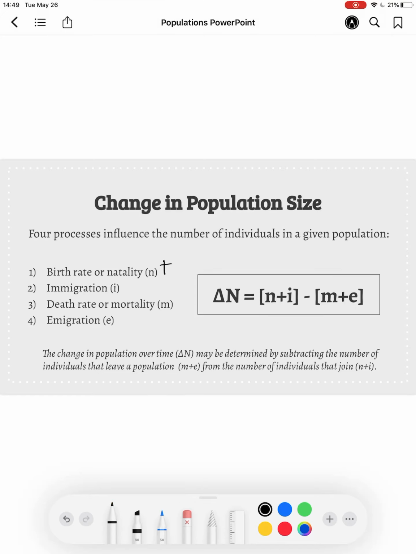There we go. And then immigration as well. So immigration is people coming into your population. It's going to be a positive. And then death rate, that's going to be a negative. So you're going to lose people from your population.